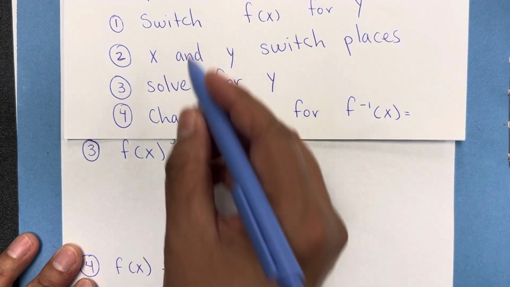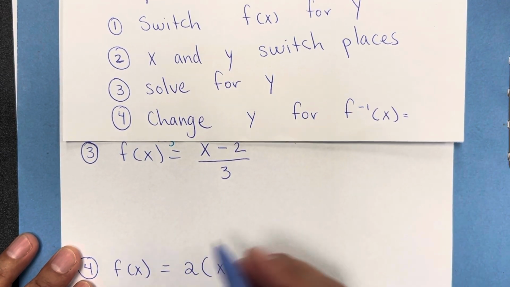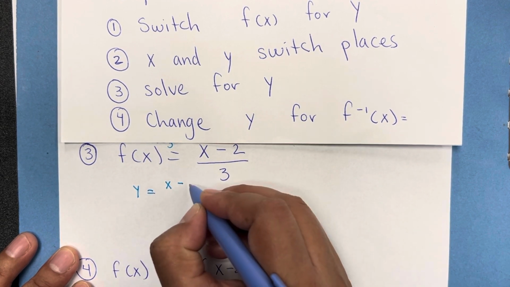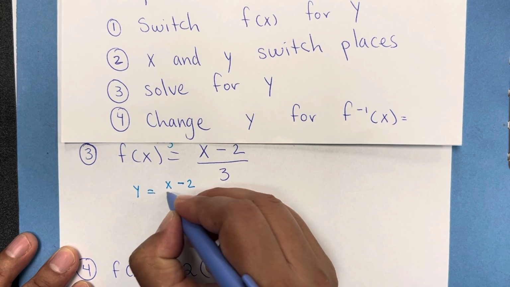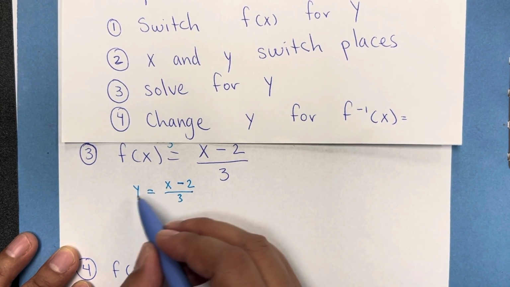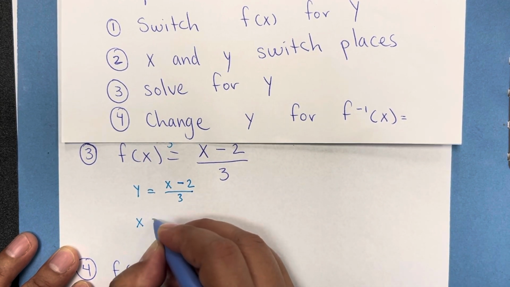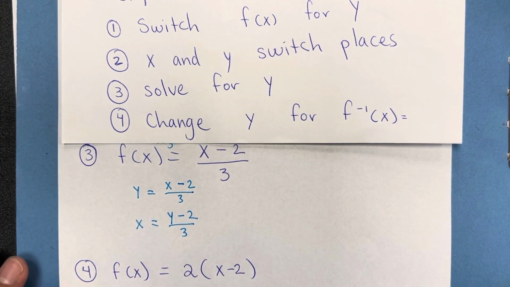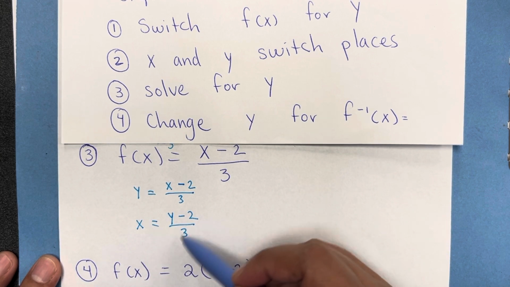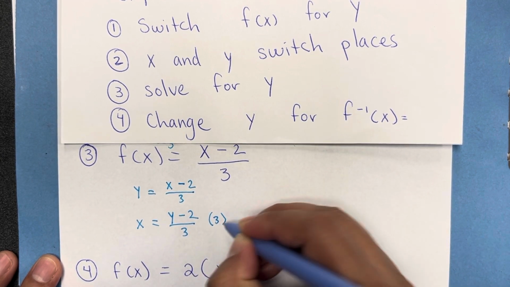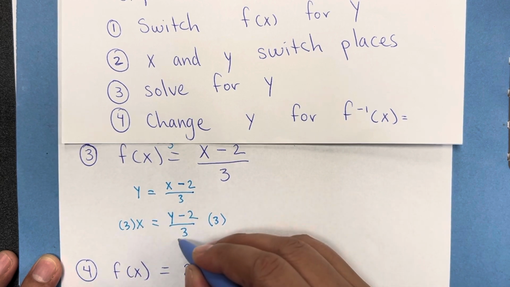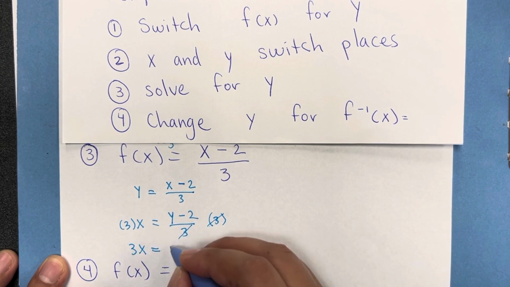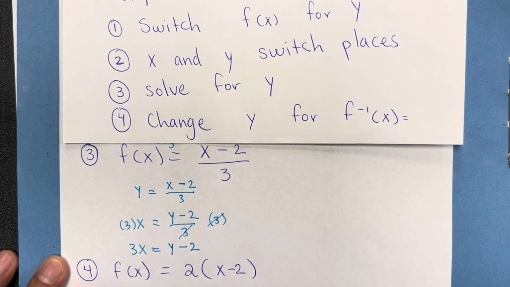Okay, in here we switch f of x for y. So we put y equals x minus 2 over 3. Switch x and y. So x equals y minus 2 over 3. In here, we're going to cancel the division. If we're dividing by 3, the opposite is to multiply by 3. This cancels, and we get 3x equals y minus 2.